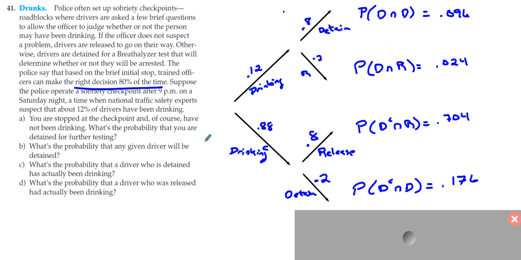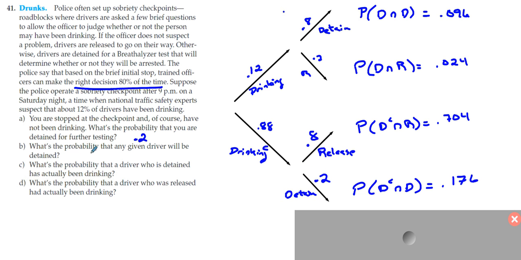Looking at this with a tree diagram, what's the probability that we are detained if you haven't been drinking? It's as easy as saying 0.2, right? That's this number right over here. I don't want to get too much stuff in here, but it's right here, because that is the probability that you were in that group, the good group, but somehow you got detained for further testing.